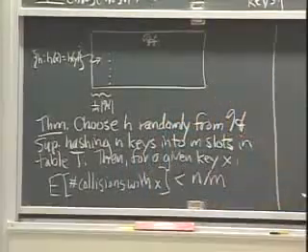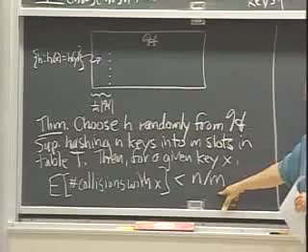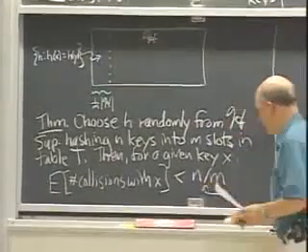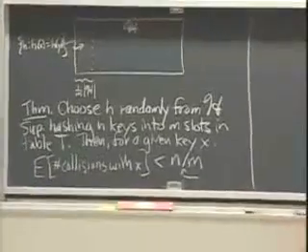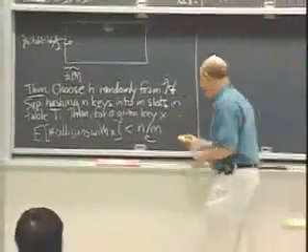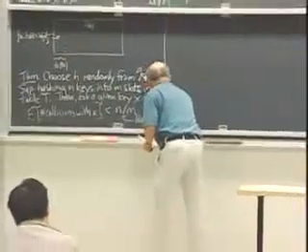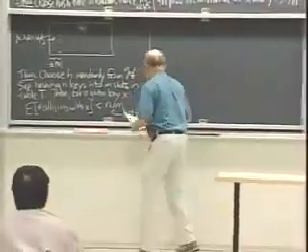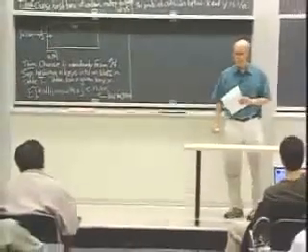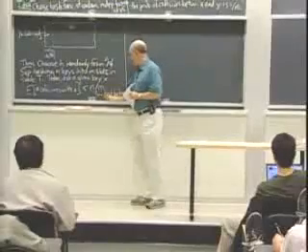And who remembers what we call n over m? Alpha. What's the term that we use there? Load factor, the load factor of the table. So the average number of keys per slot is the load factor alpha of the table.